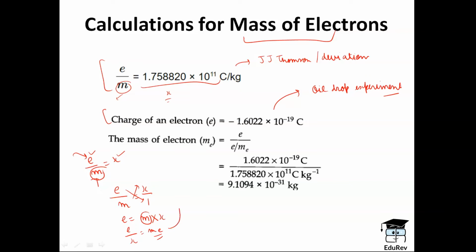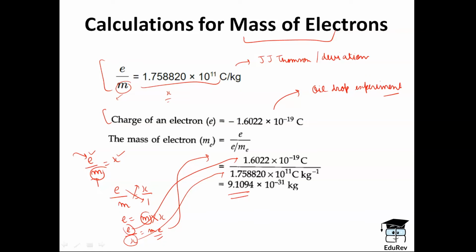The calculations are here already. e was 1.6022 into 10 raised to the power minus 19 coulomb, whereas x, which was the ratio, was 1.758820 into 10 raised to the power 11. Dividing this, we will get the mass of the electron, and this is the actual mass of the electron, 9.11 into 10 raised to the power minus 31 kg.